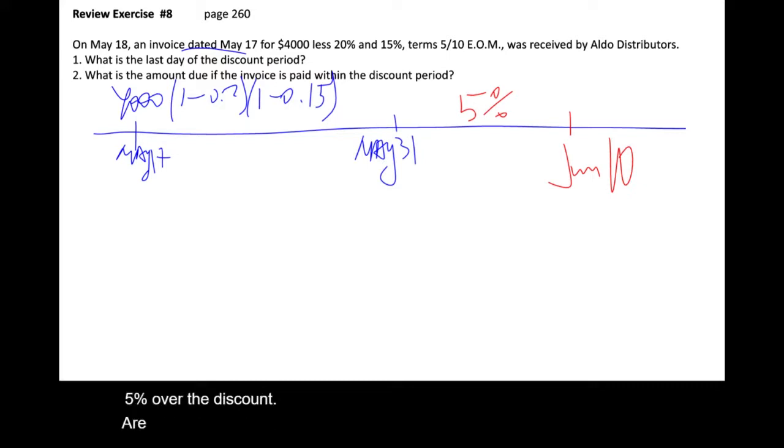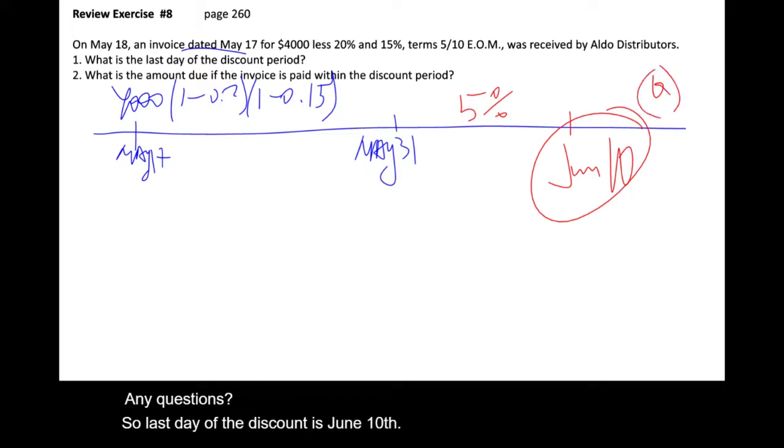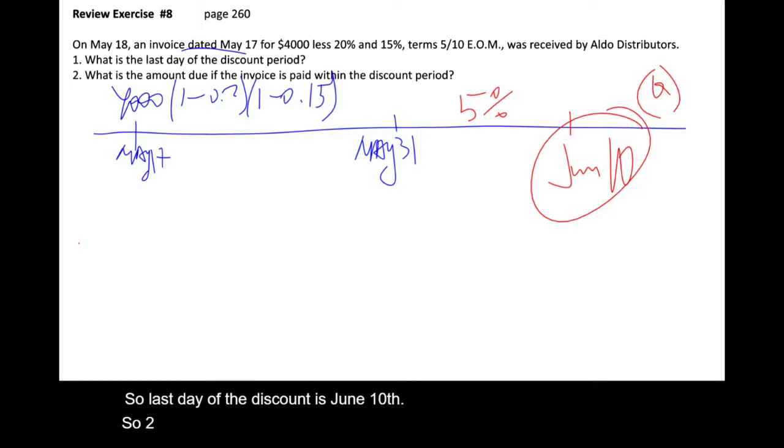Are you with me, guys? Any questions? So the last day of the discount is June 10. So that's A or 1, whatever. It's 1. Answer for question 1.